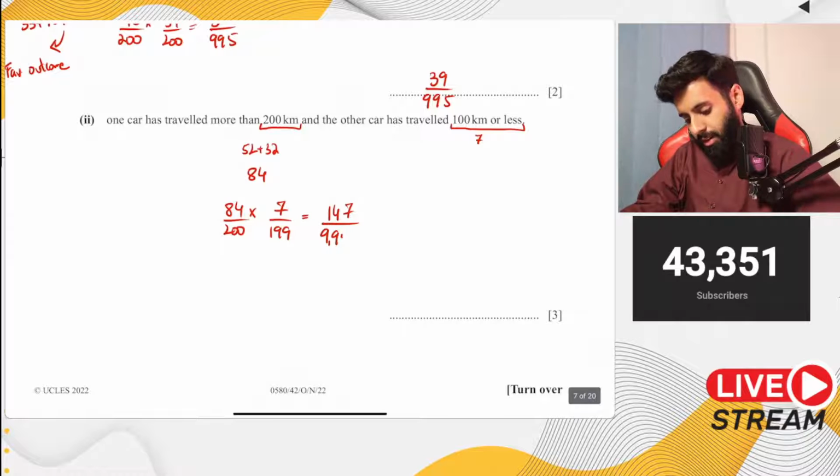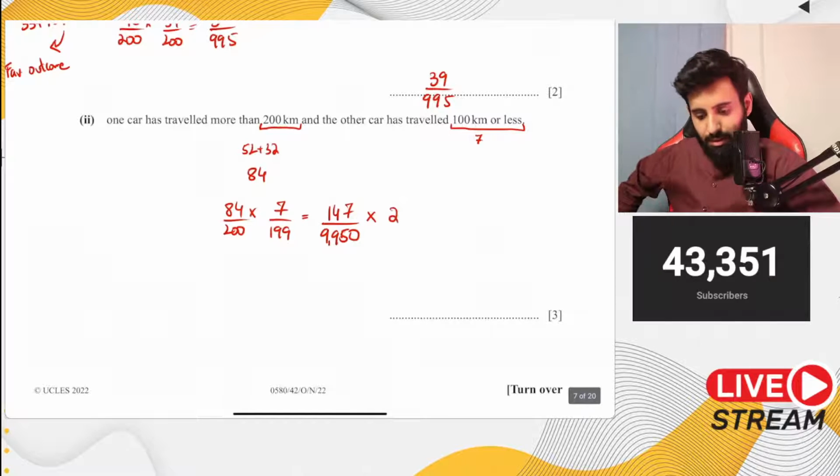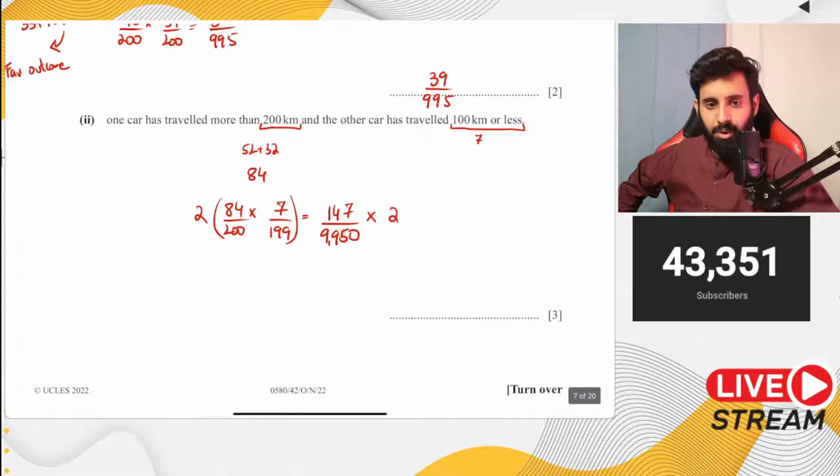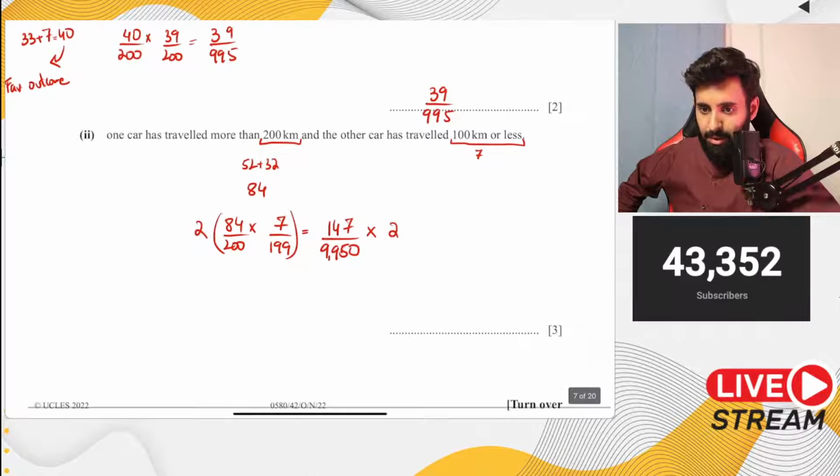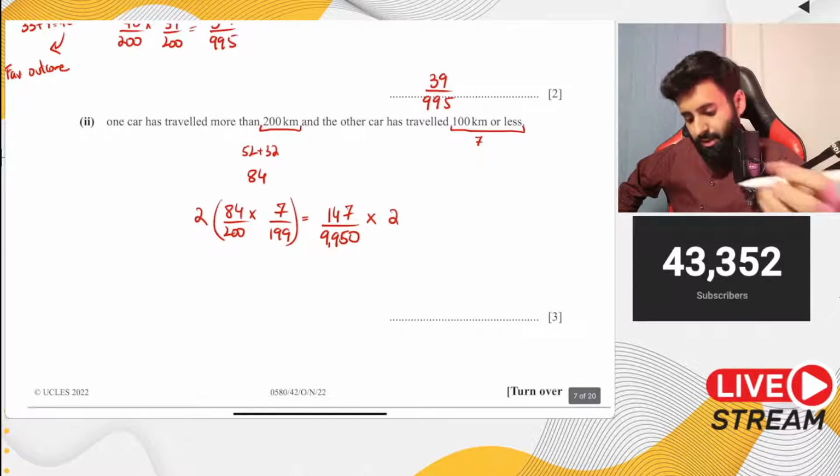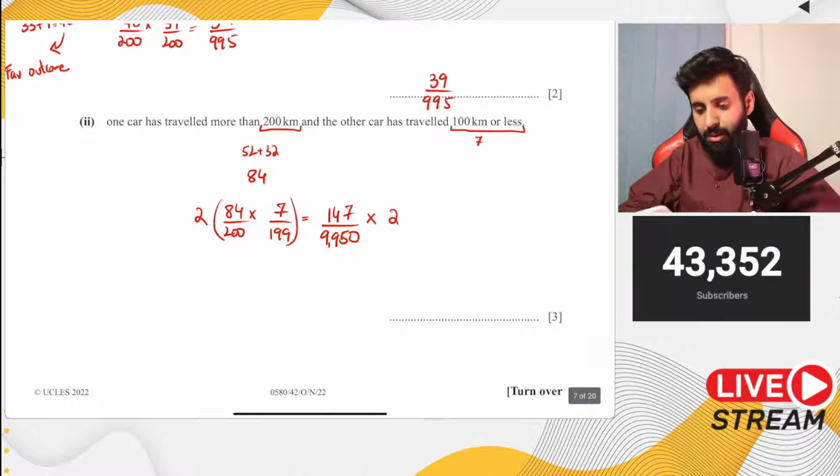Okay, 9,950. Now notice that the question hasn't specified in what order you should give your answer. So you're going to multiply it by 2. The question didn't say that the first should be more than 200 and the second should be less. The question didn't say anything like that. So that is why we're going to multiply it by 2. If you multiply it by 2, let's see what we get.